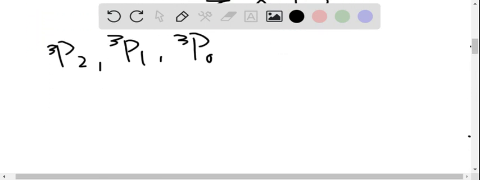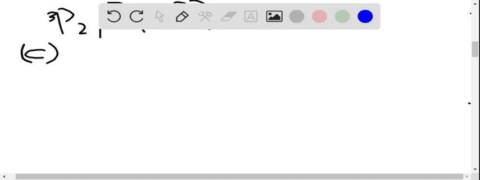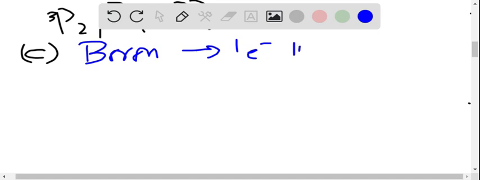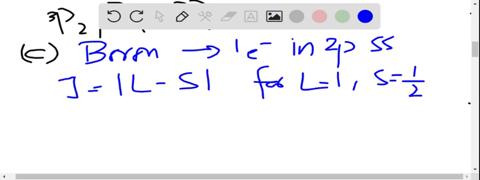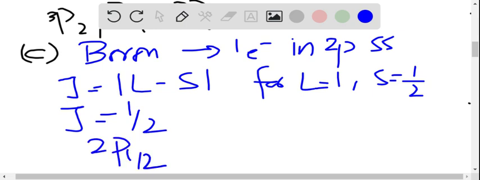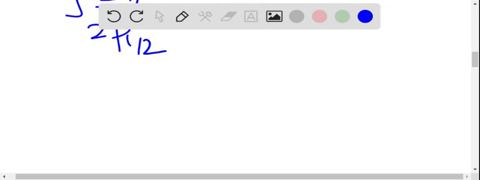Next, moving forward, we have part C. So for part C, boron has one electron in the 2p subshell. Now the ground state will have total angular momentum J equal to L minus S, for L equal to 1 and S equal to 1/2 from the previous task. We have J equal to 1/2 and the ground state for boron is 2P1/2. Next we have part D.